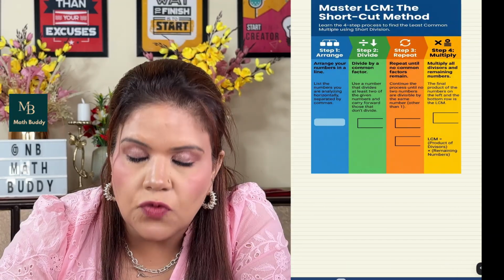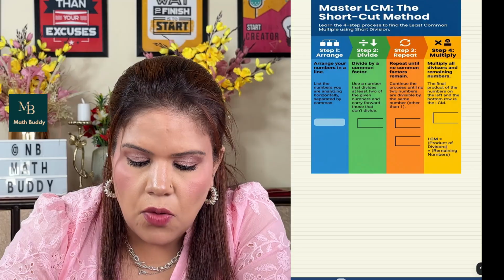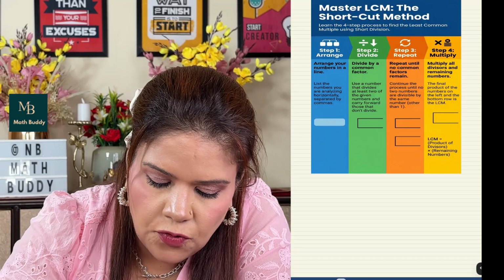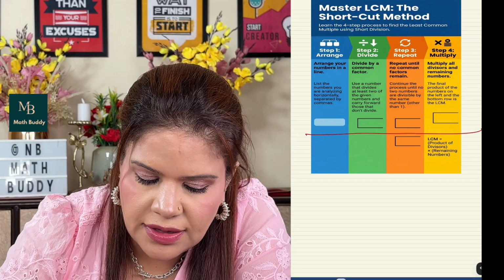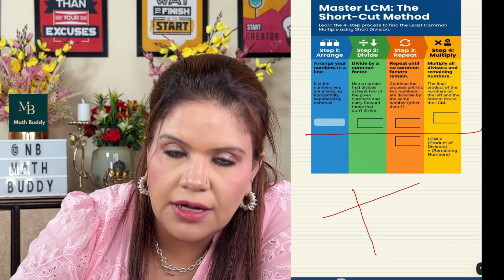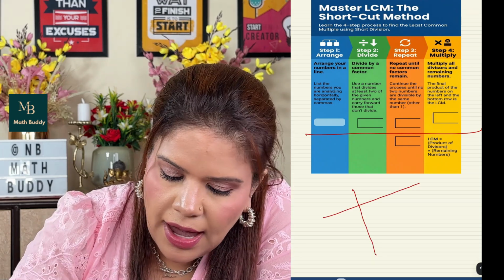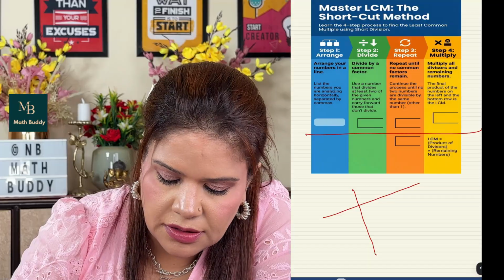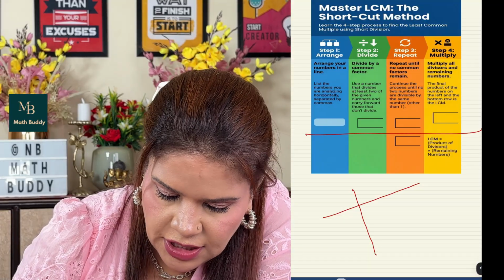For that, now to find LCM, we are going to follow these 4 steps. What are these 4 steps? You will arrange the numbers in a grid. Okay, any order doesn't matter. Denominators you will write here.